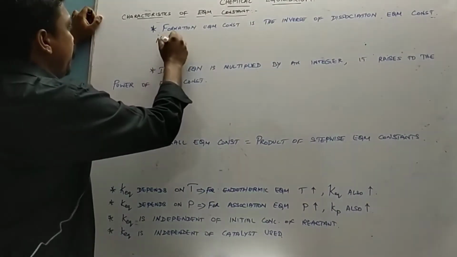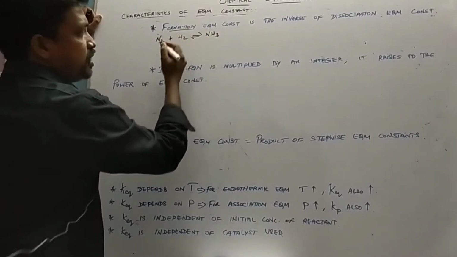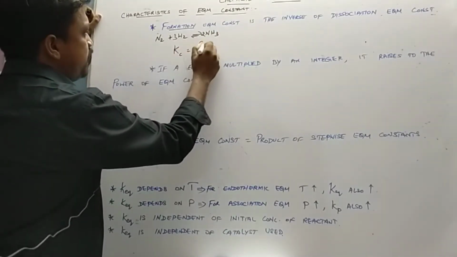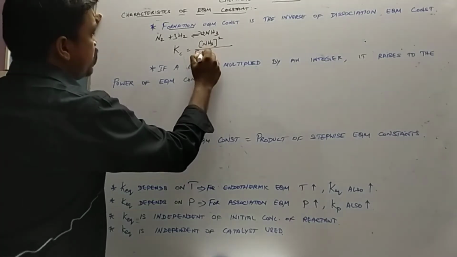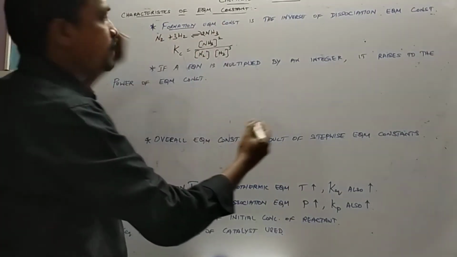Example, nitrogen reacts with hydrogen and forms ammonia. So this is the formation reaction. So balancing, we will get the equilibrium constant. Let Kc be the concentration of ammonia to the power 2 by the concentration of nitrogen and the concentration of hydrogen to the power 3. This is the value of Kc.